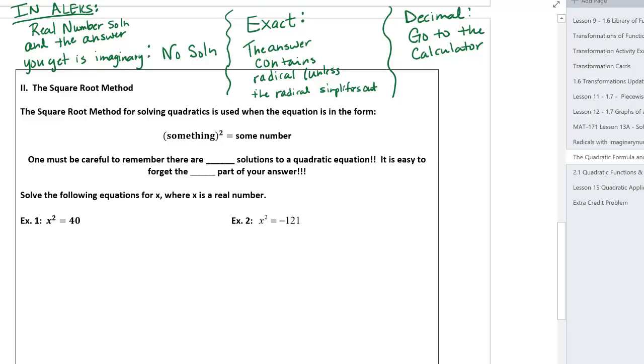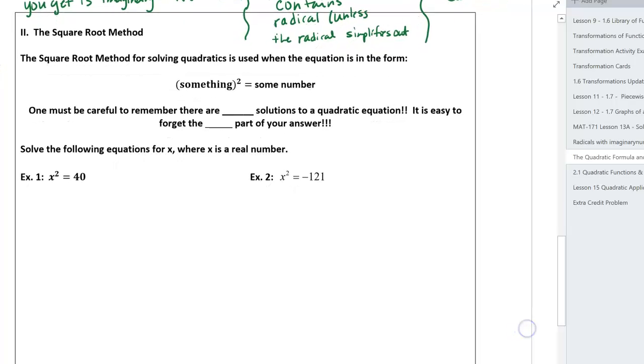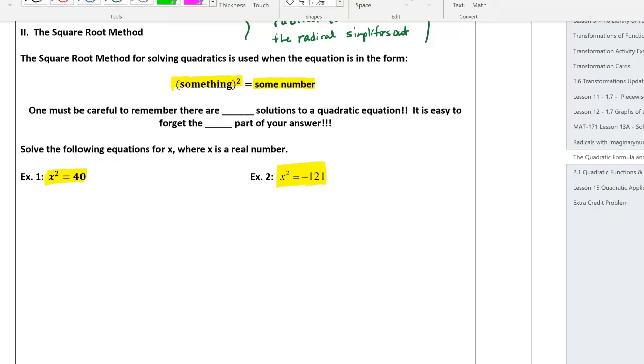All right. There is one final method to solving a quadratic equation, but this method only applies to very specific forms of a quadratic equation. So if you are presented with something squared is equal to some number, like in example 1, we have x squared is equal to 40. In example 2, we have x squared is equal to negative 121. Then you can use what we call the square root method to solve for these quadratic equations.